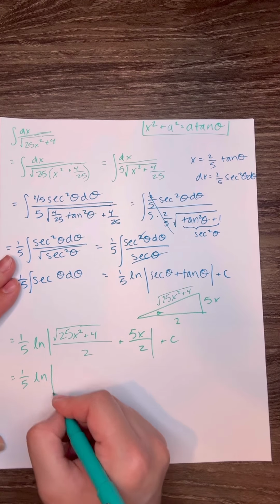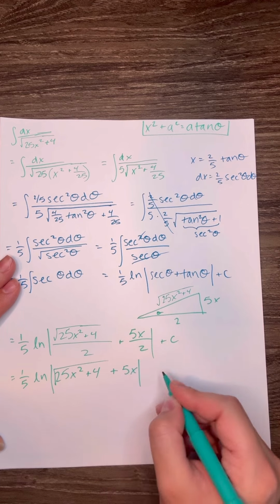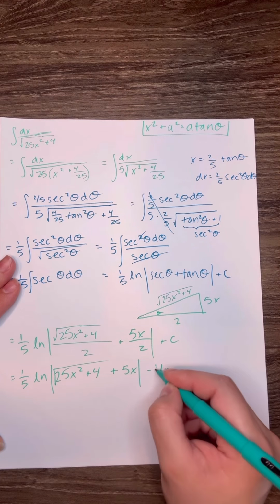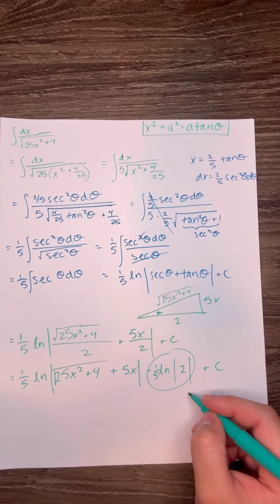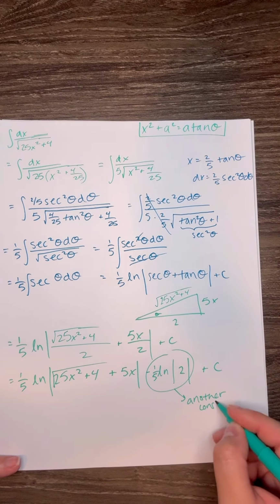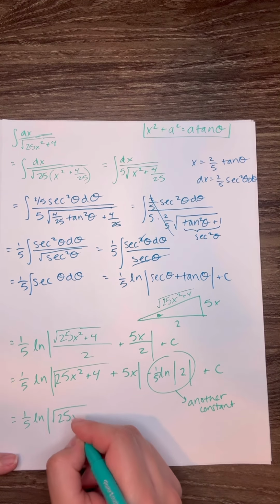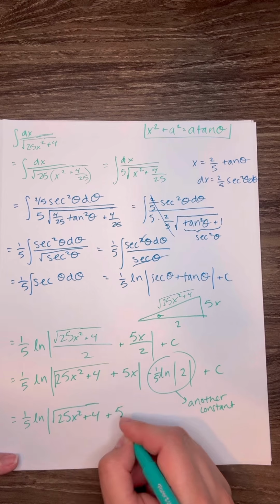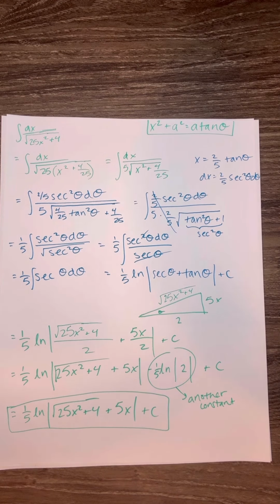We'll now use SOHCAHTOA and their reciprocals to solve for the identities of secant theta and tangent theta to plug into our solution. Secant theta is hypotenuse over adjacent, which will give us the square root of 25x squared plus 4 over 2, and tangent theta we already know is 5x over 2. When we simplify our math, using the rules for natural logs, this will leave us with 1/5 times the natural log of the square root of 25x squared plus 4 plus 5x plus c as our final answer.